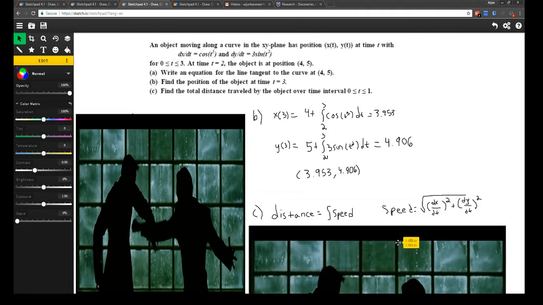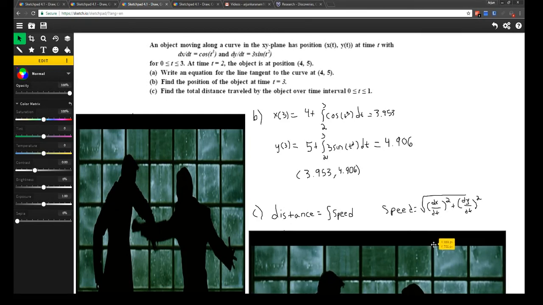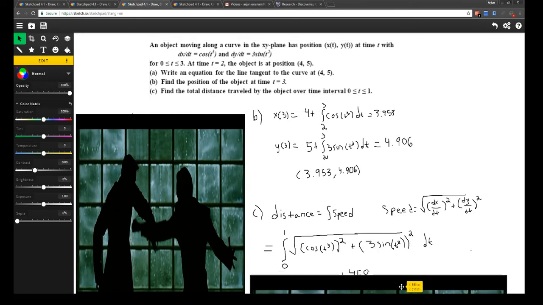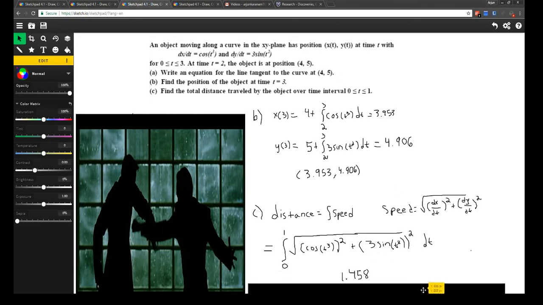And then to find the total distance, we have to remember that distance is equal to the integral of speed, and that this right here is the speed formula. And so we simply have to take the integral from 0 to 1, because that's what it tells us, and that would be the square root of (dx/dt) squared plus (dy/dt) squared, all given in the function. And then we put that into our calculator, we get that the total distance is 1.458.